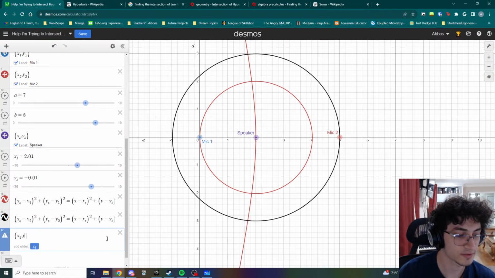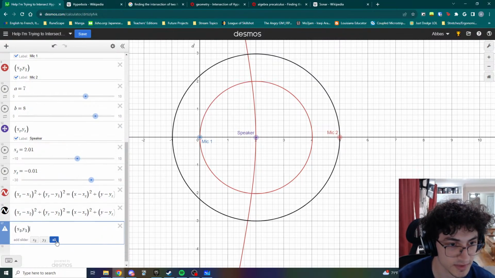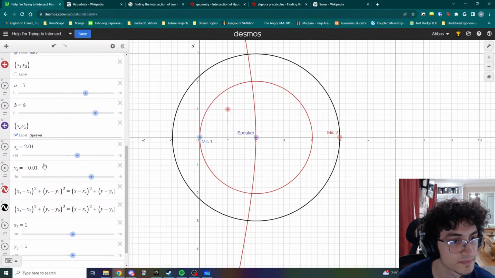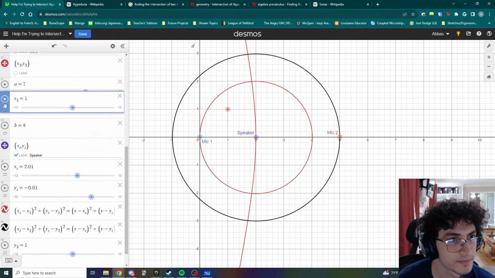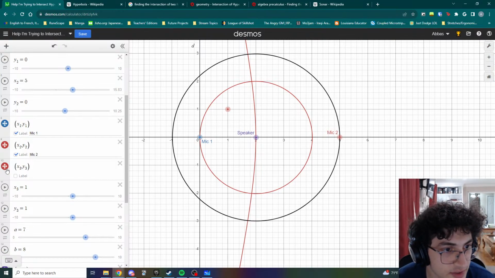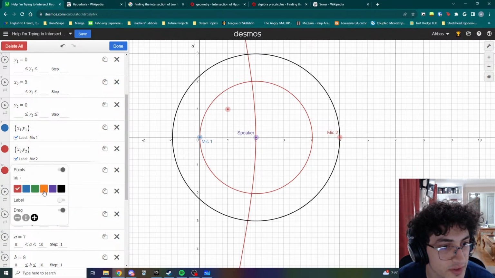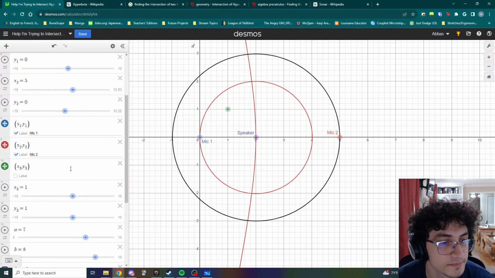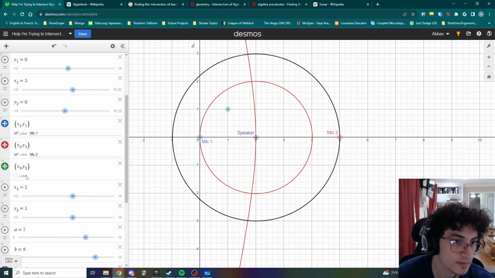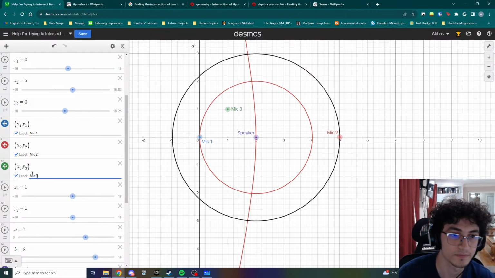X3, comma, Y3. Let's make some sliders for this. Let's bring it up next to its brothers. Bam. Okay, and let's change the color in the options to green. All right, so this is mic 3.